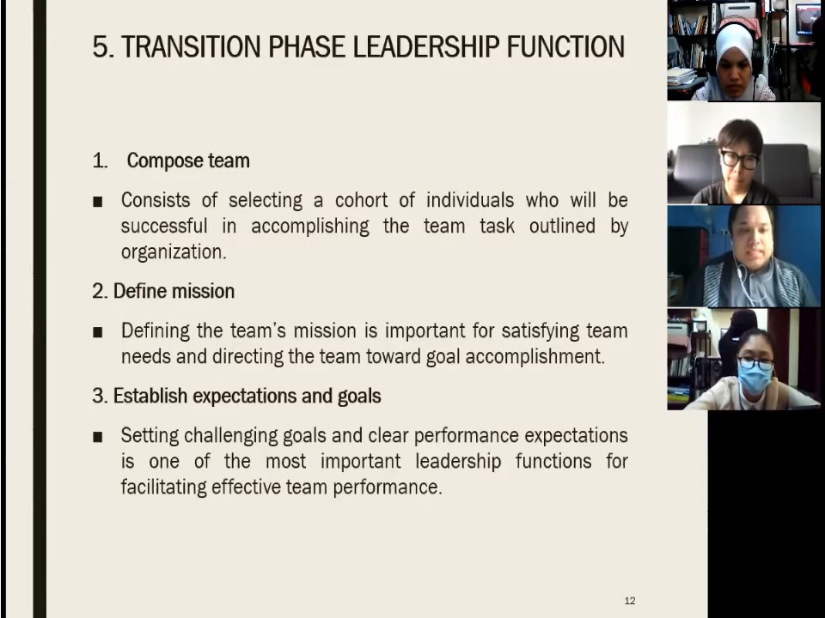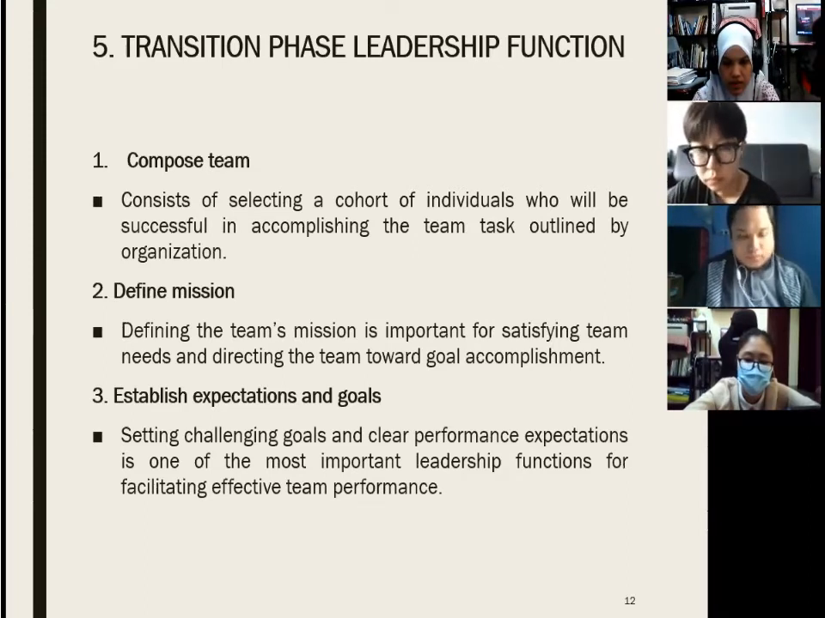Second one is define mission. Defining the team's mission is important for satisfying team needs and directing the team toward goal accomplishment. Therefore, we need to know our mission in the team so that we can do the work smoothly based on the mission. For example, in the COVID-19 situation, to reduce the daily cases, every agency needs to know the role and function to make sure the daily cases can be reduced.